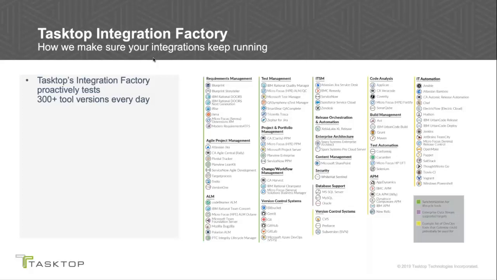All their versions that they support might have different APIs. So we have to support all of those different APIs because we never know what integration our customers are going to need to run. So nightly we do these API tests against every tool, every version, and every version of Tasktop. You can imagine the numbers grow pretty quickly.